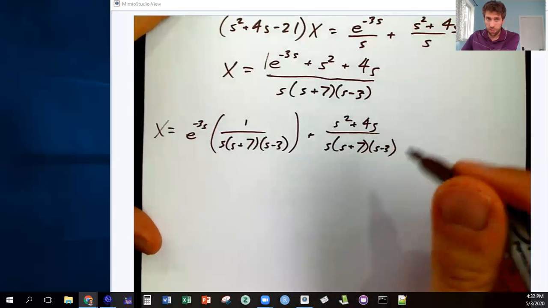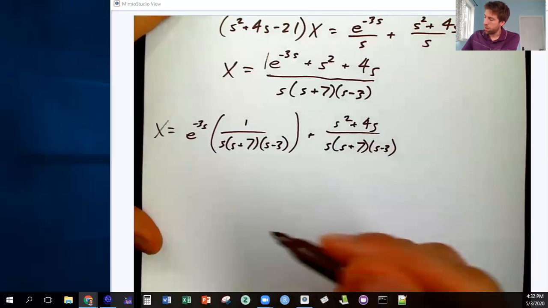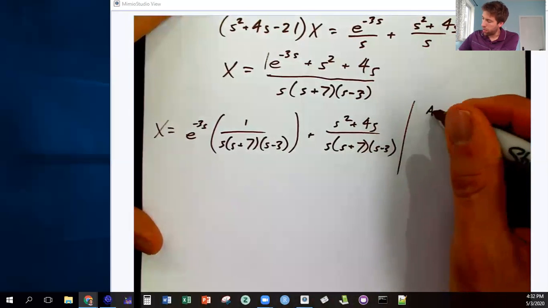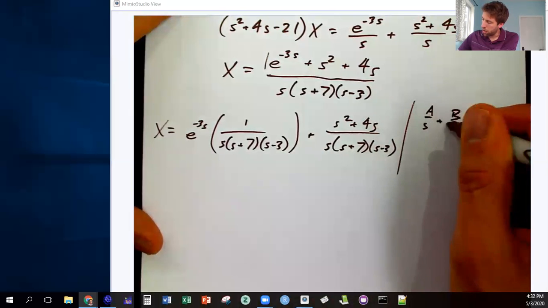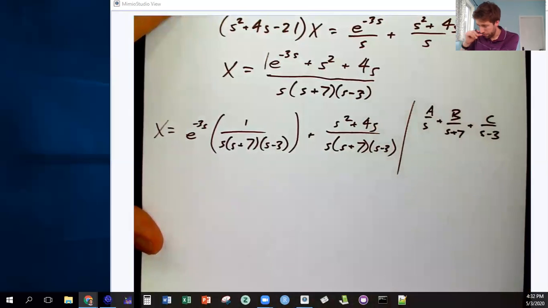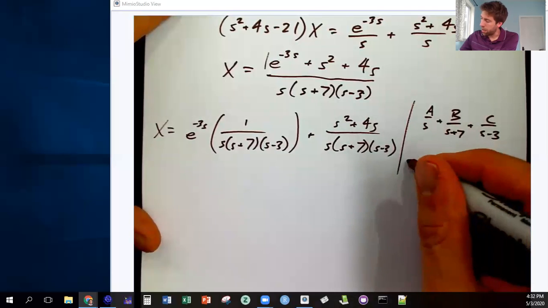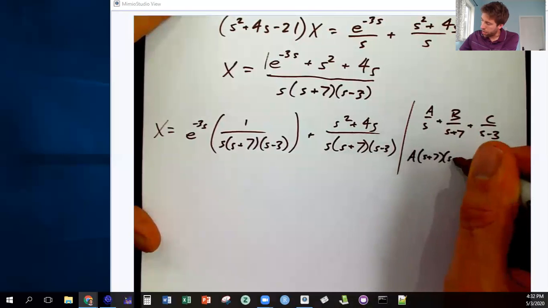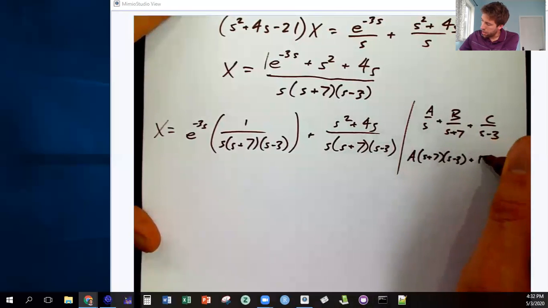So if I have stuff over that, then I'm solving a over s plus b over s plus 7 plus c over s minus 3. Okay. So then that means you've got a times s plus 7 times s minus 3 plus b times s minus 3 plus c times s plus 7.